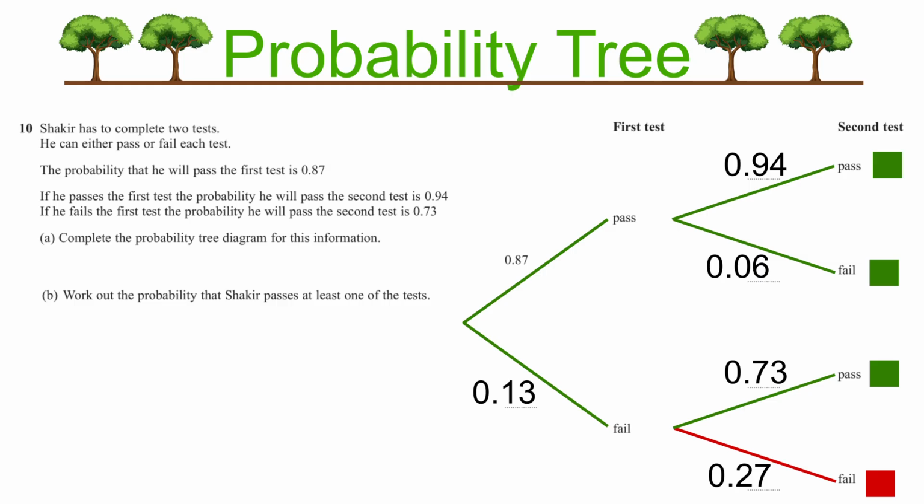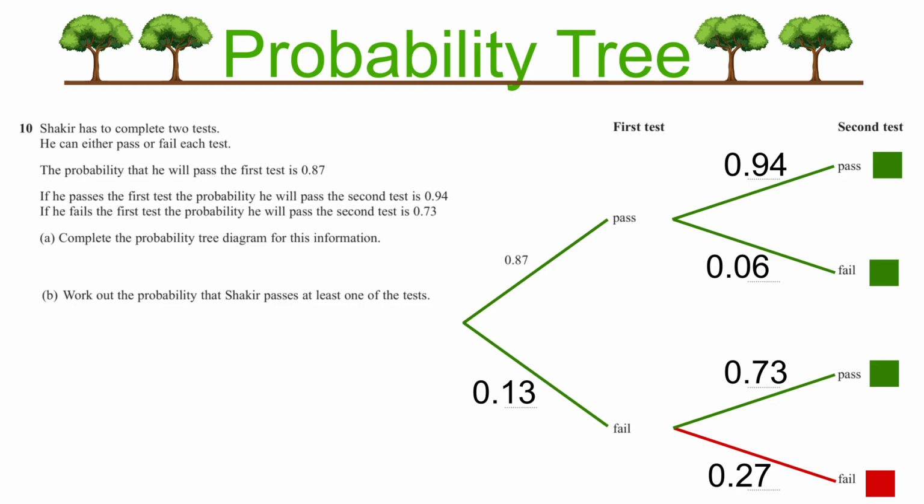So when we're asked to work out the probability that Shakir passes at least one of the tests, I've highlighted the possible routes that will match this criteria. Obviously, if he passes on the first step, he's passed at least one. So that's all we need to know. Now, if he's failed, I've still got a green line there because he could pass, but he could fail. So if he passes, he obviously meets that criteria. And if he fails, he doesn't.